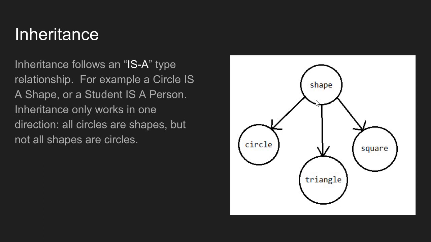Now inheritance only goes in one direction. If I have attributes and behaviors defined in my shape class, I can pass them down to a derived class, but if I add any attributes and behaviors to my derived class, they are not passed backwards. So for example, all circles are shapes, but not all shapes are circles. So inheritance kind of only works in one direction.